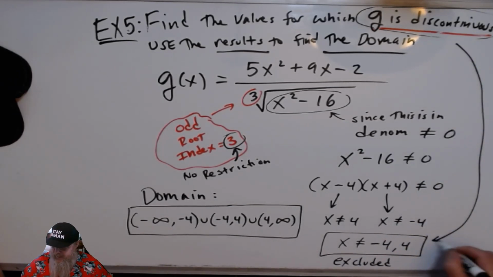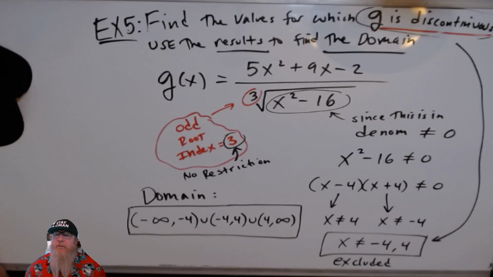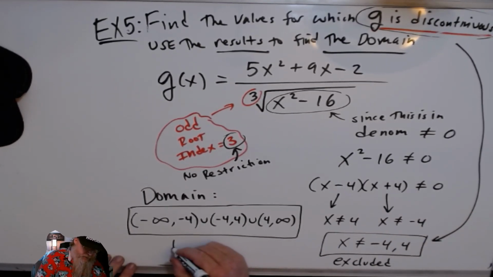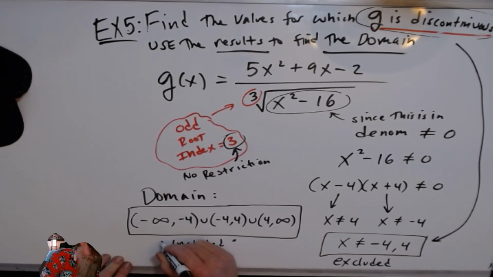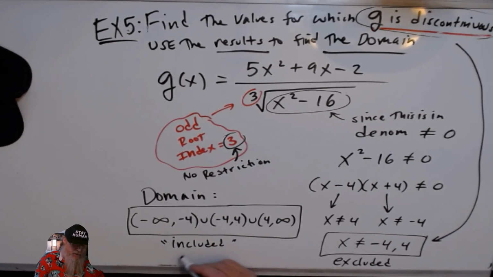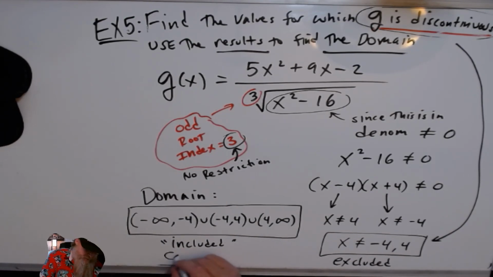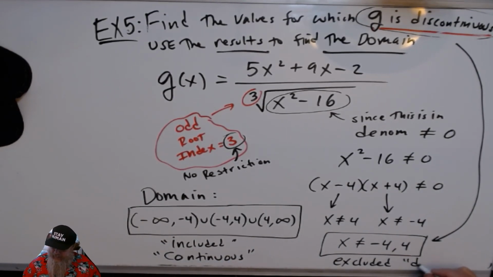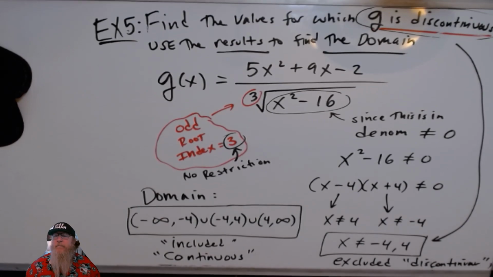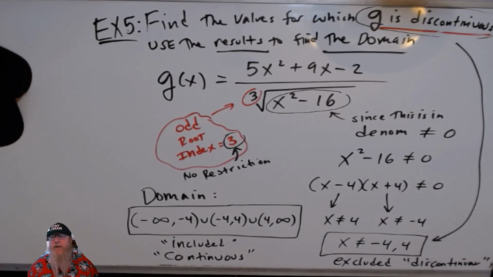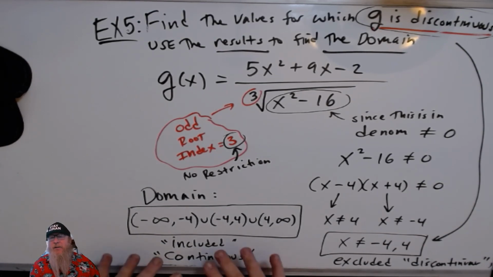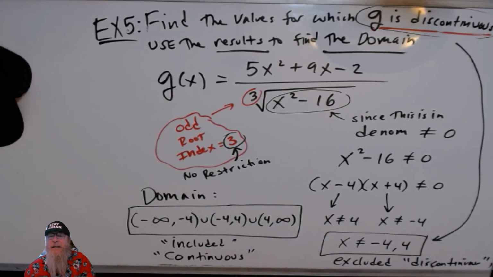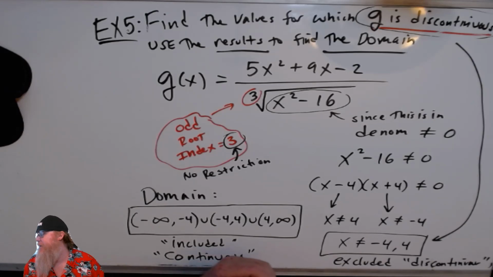So the discontinuities are the excluded values, -4 and 4. And the domain are the included values. This is the intervals on which it's continuous. This is where it's discontinuous. Again, I really think the language is just as important as the math. Included, continuous. Excluded, discontinuous. Yeah, we use these words intentionally to help guide us through the subject.